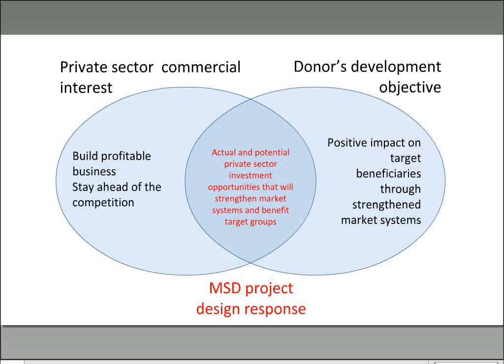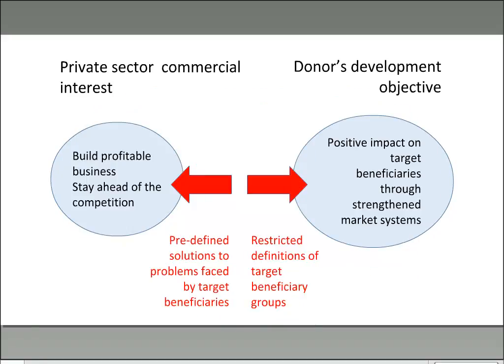So the MSD intervention challenge is to identify and build the intersection of the donor's development objectives and the intervention partner's commercial interests. The intersection is where sustainable development change, as a foundation to impact at scale, can happen. However, we found that in a number of cases, there were elements of the program strategy and design which actually reduced the program's ability to find this intersection.